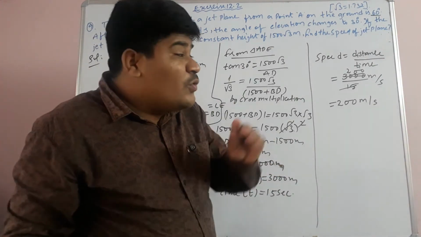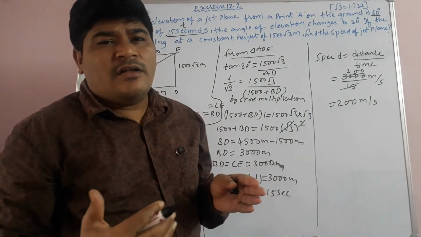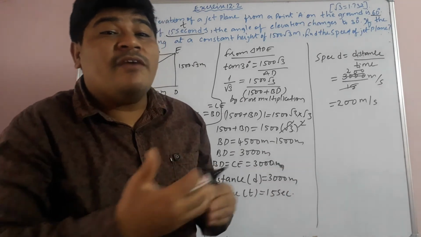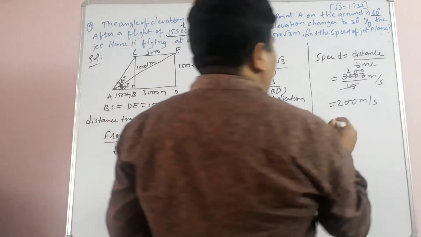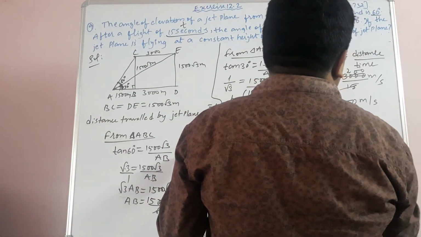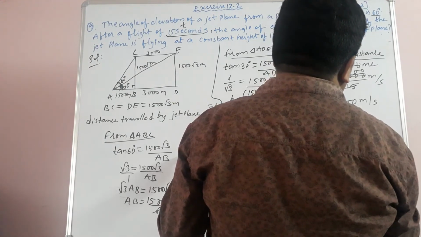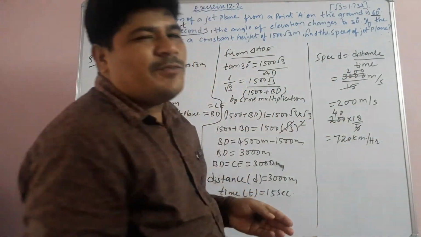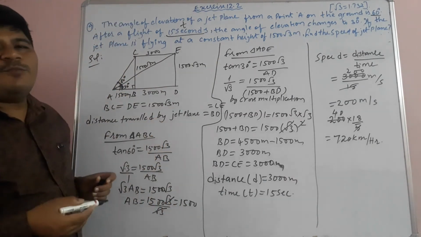Suppose if we want to convert it into kilometers per hour, how is it possible? By multiplying with 18 by 5. So 200 into 18 by 5. 5 ones, 5 fours are 20, 5 zeros are 0. So 720 kilometers per hour, also correct. So this is the speed of the jet plane. So students, in this way we will solve this problem.